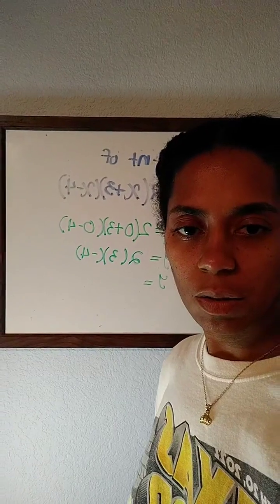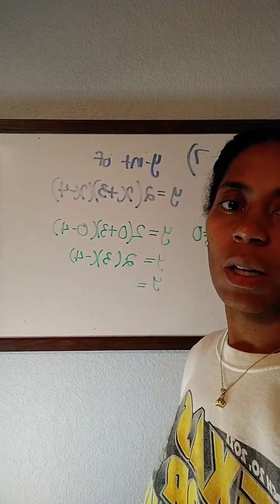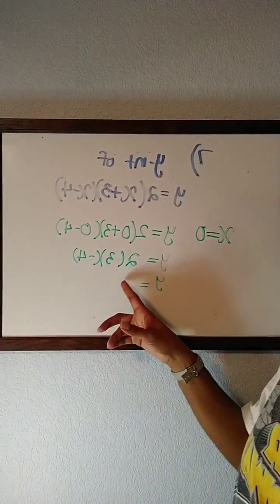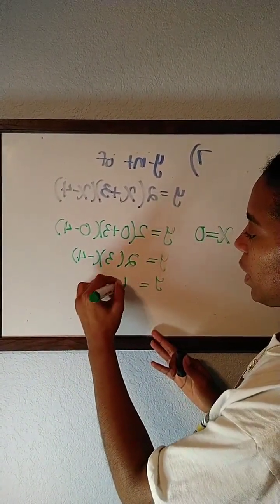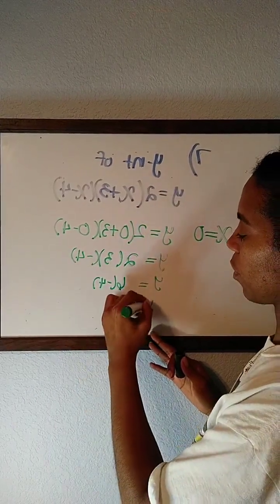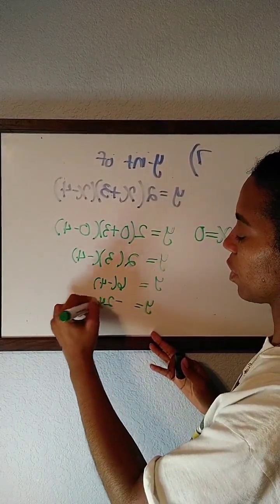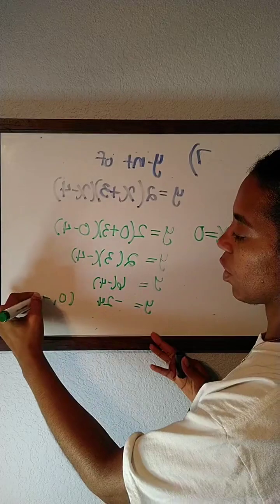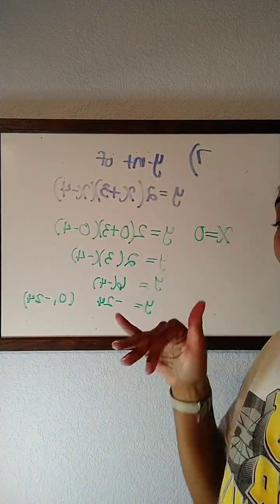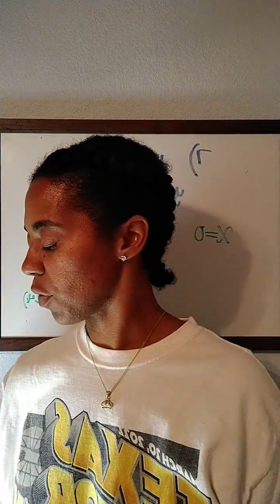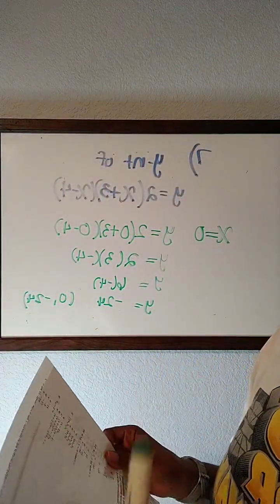Okay, so we have y is equal to 2 times 3, which is 6. And then we have 6 times negative 4, so y is equal to negative 24. So when x is equal to 0, y is equal to negative 24, which means the graph is going to cross the y-axis at negative 24. So the answer for number 7 would be 8.